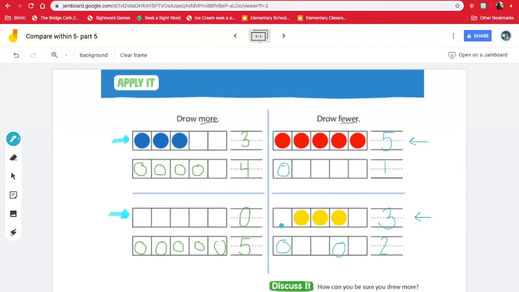I can tell because here I have 1 space that's open, 2 spaces that are open, and here I have 1, 2, and 3. So that's one way you could tell if you have fewer or more than another amount. It's called comparing. So we compared to the amount above.